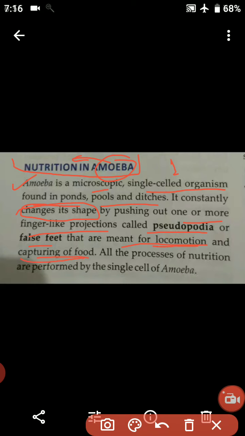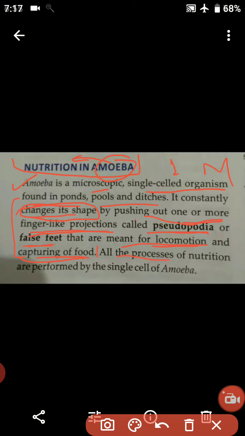The meaning of locomotion is movement. So whenever amoeba wants to move or capture food, it will just change its shape by pushing out one or more finger-like projections, and those projections are known as pseudopodia or the false feet. So I hope it is clear to you till here. If not, we will understand it in the next paragraph.